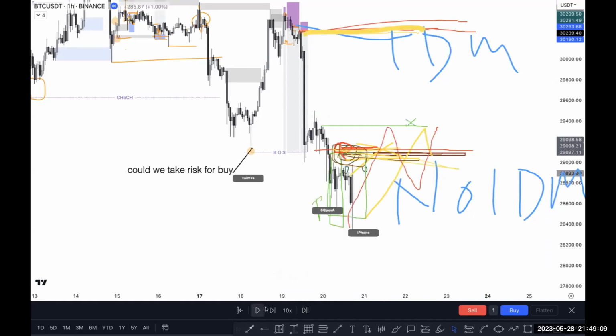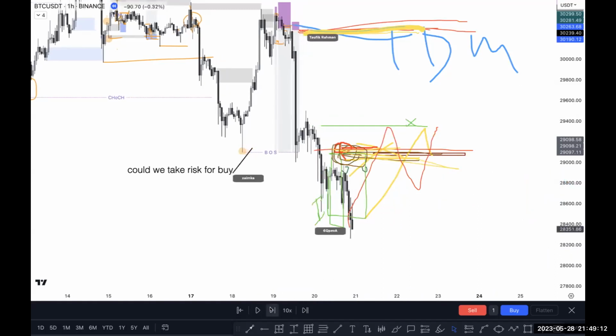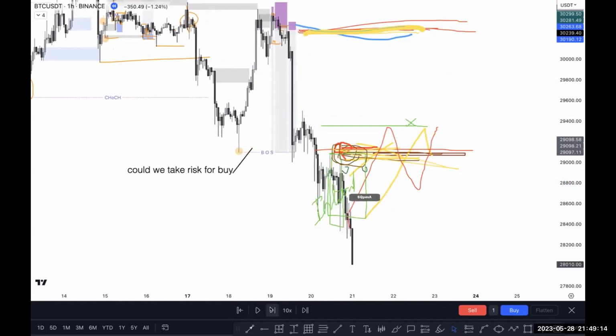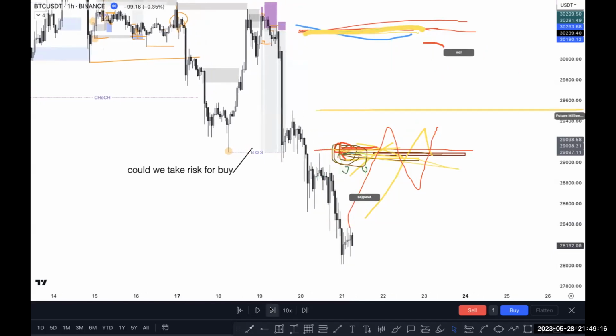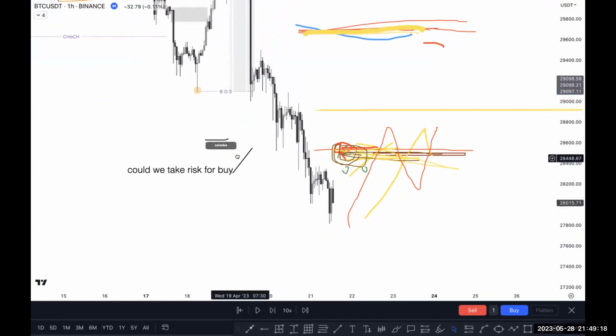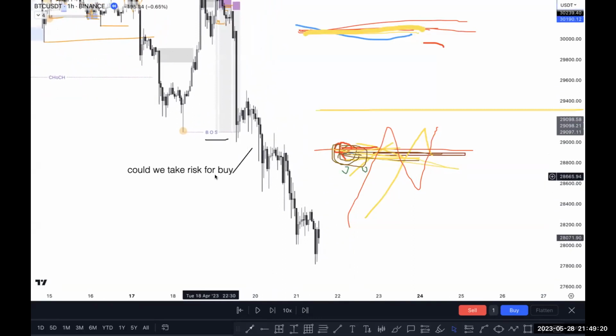IDM still, but this is a minor IDM, so we need a strong, clear confirmation for the entry. So you have to wait for it. Would you take risk for buy? Sir, a lot of unmitigated shadow here, and you are willing to buy here.